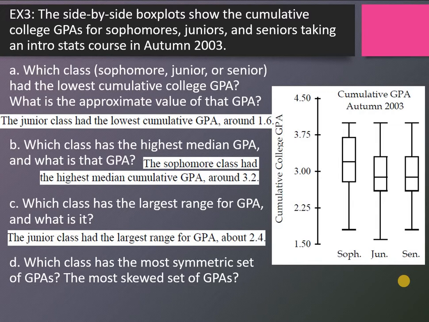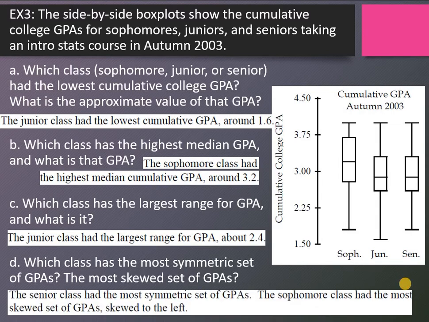Which class had the most symmetric set of GPAs? Seniors? We in agreement on that one? And so skewed would be sophomores. Okay? Because if we look at this, this has the smallest range from median to either the maximum. We have the longest edge out there. How are we doing with that?